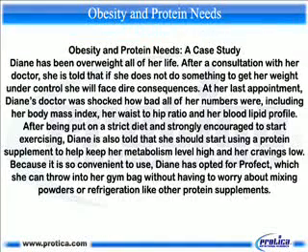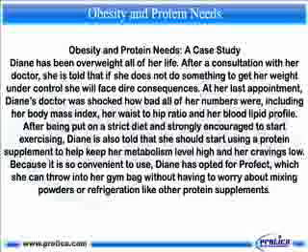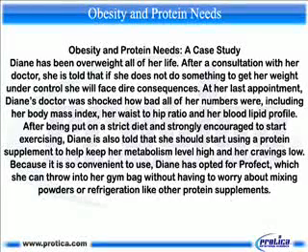Obesity and protein needs. A case study. Diane has been overweight all of her life. After a consultation with her doctor, she is told that if she does not do something to get her weight under control she will face dire consequences. At her last appointment, Diane's doctor was shocked how bad all of her numbers were, including her body mass index, her waist-to-hip ratio and her blood lipid profile.